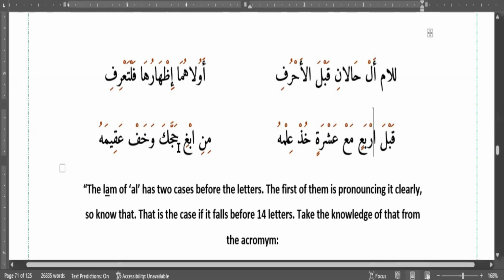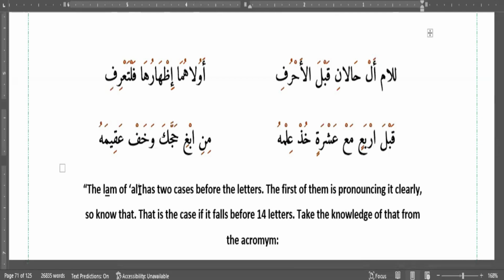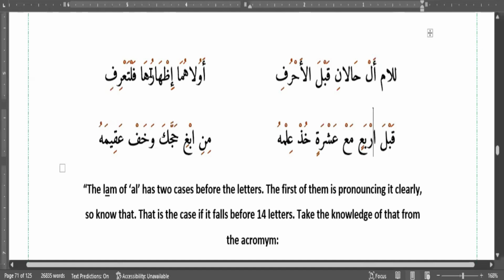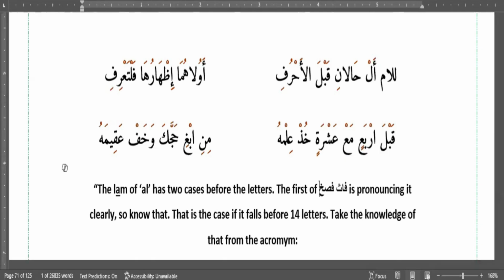The Lam of Al has 2 cases before the letters, before all letters. Not Alif though, but Hamza. أولاهما إظهارها, the first of them, yani, the first of the 2.